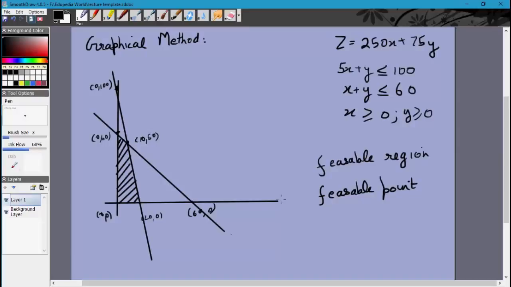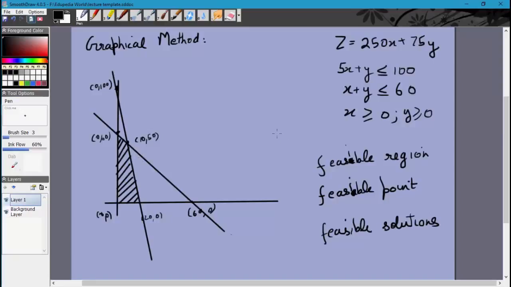Right, and then you have feasible solutions. Feasible solutions, which would be a solution satisfying all these constraints, meaning it has to be a point lying within the feasible region. Right. So how do we end up calculating?